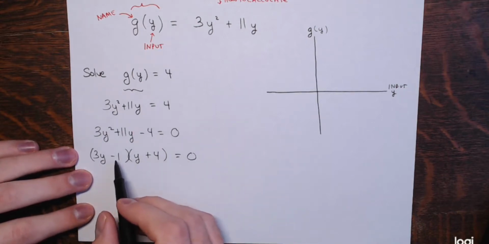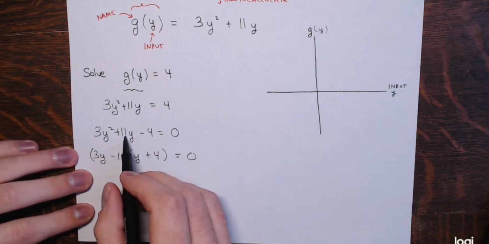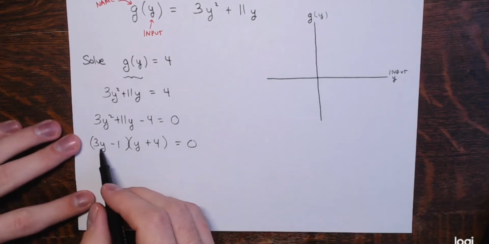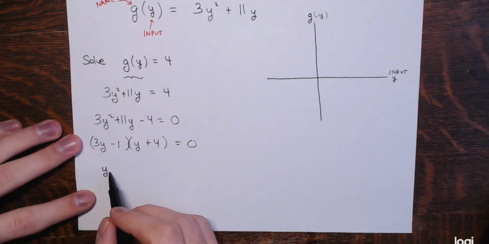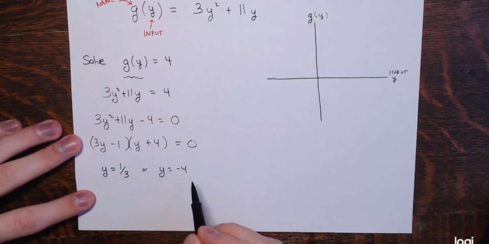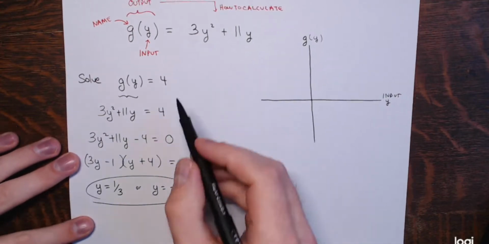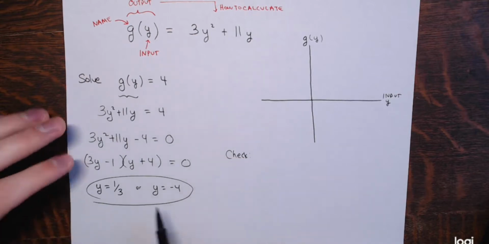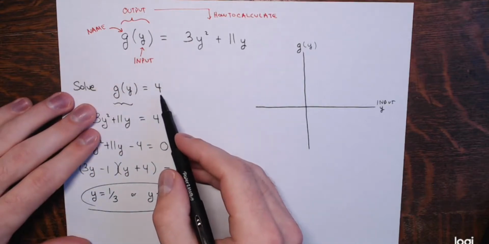And you got 3y squared plus 12y minus 1y would be plus 11y, and then minus 4. And then by the zero product property, either 3y minus 1 is 0 or y plus 4 is 0. And then solving each of those, you get y equals positive 1/3 or y equals negative 4. And that's what they want, these two values, right? Let's check over here, see if these values of y actually give me an output of 4, right? We want an output of 4.